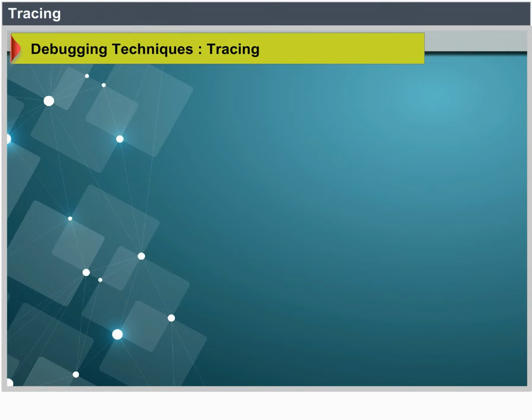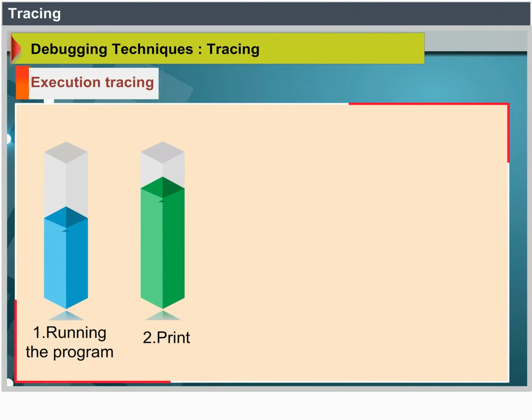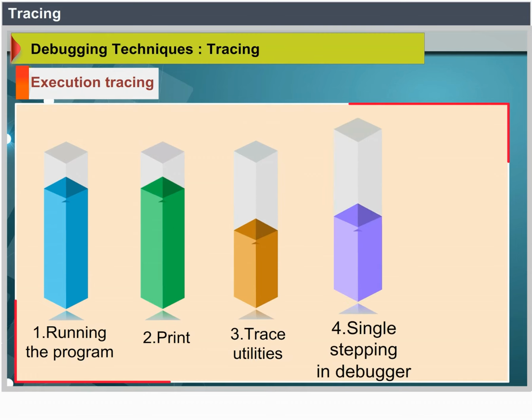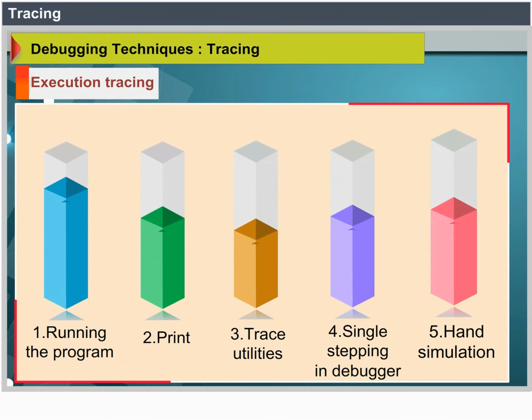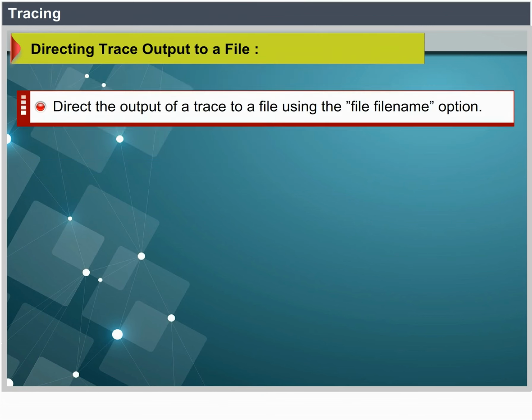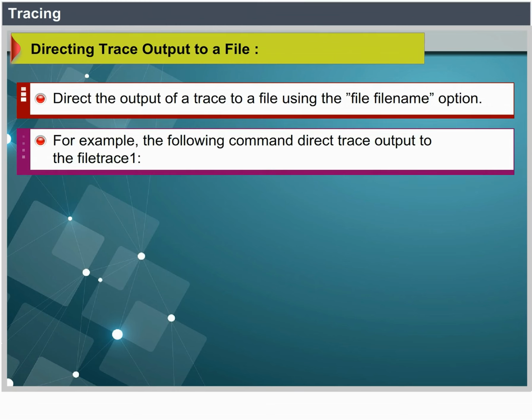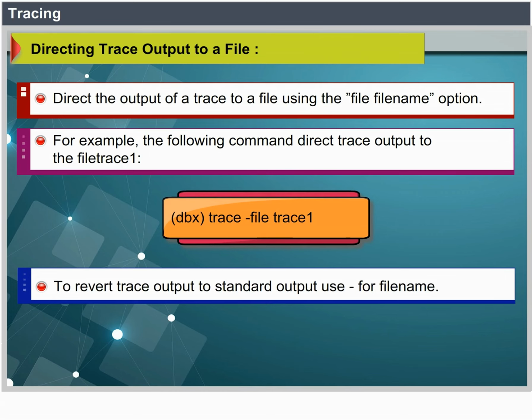Execution tracing. Running the program, print, trace utilities, single-stepping in debugger, hand simulation. Directing trace output to your file. Direct the output of a trace to a file using the file name option. For example, the following command directs trace output to the file trace1. dbx trace file trace1. To revert trace output to standard output, use the dash for file name.